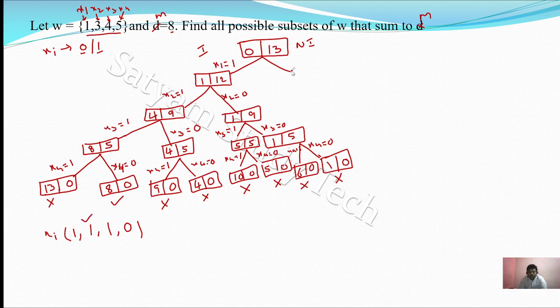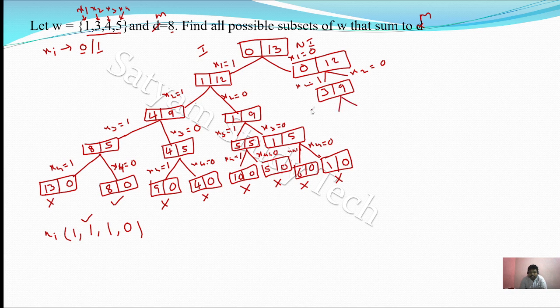So we have to explore the right side, where it is not included. Here x1 is not included, that means you can subtract 1 from 13, that is 12. Here x2 is included, x2 is not included. If x2 is included, the x2 value is 3. 0 plus 3 is 3. Subtract 3 from 12. Here it is 9.